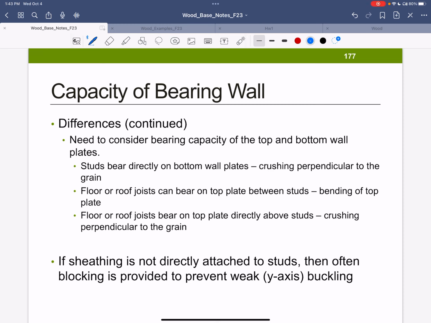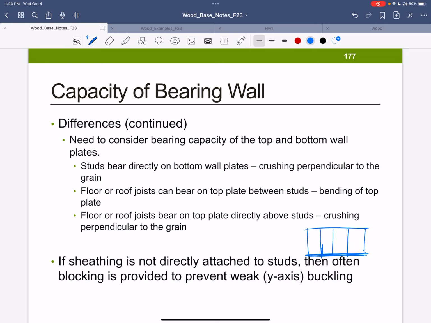We also need to consider the bearing capacity of the top and the bottom wall plates, right? So here's my double top plate, my bottom plate, and here's my studs. I'm not going to put a door in this one. The studs bear directly on the bottom, right? So this is on the ground or on the slab or on the floor below. And so I've got crushing as one option perpendicular to the grain.